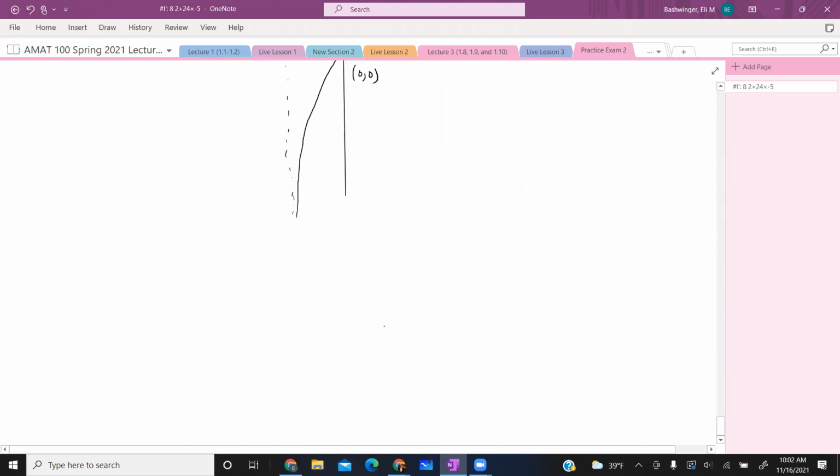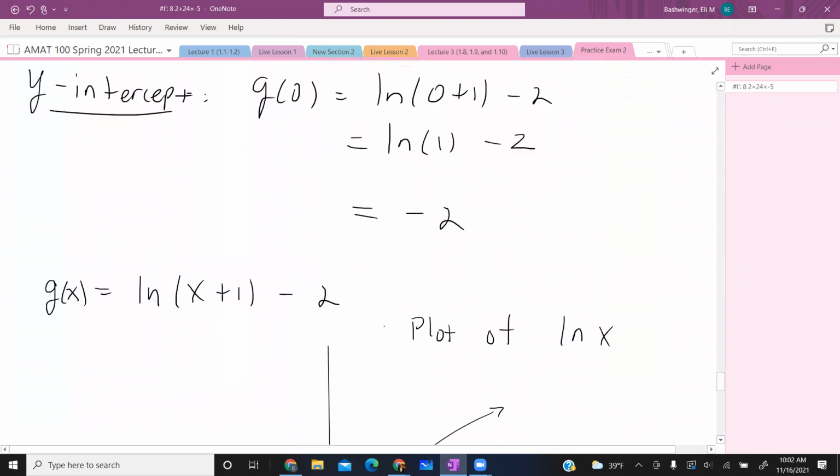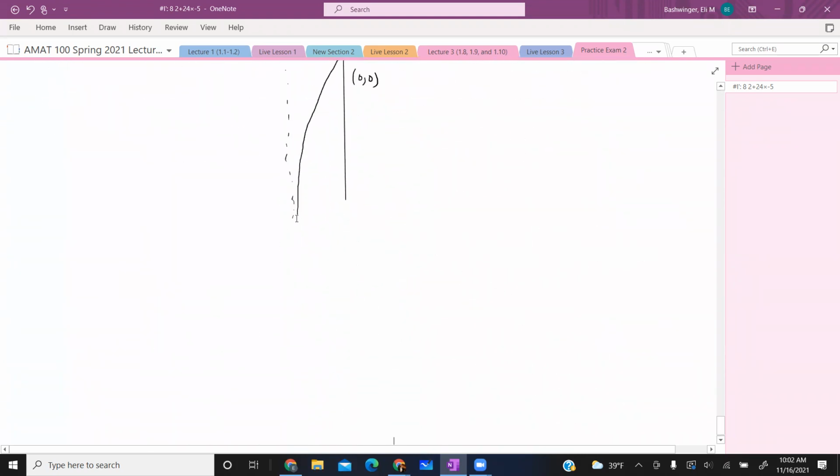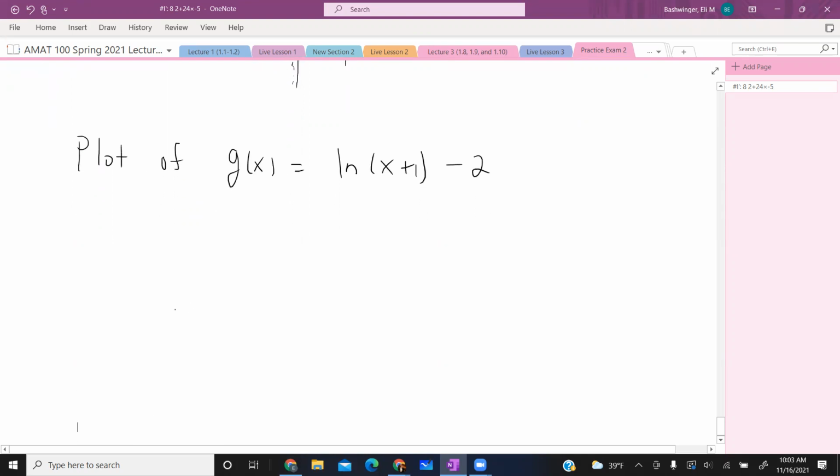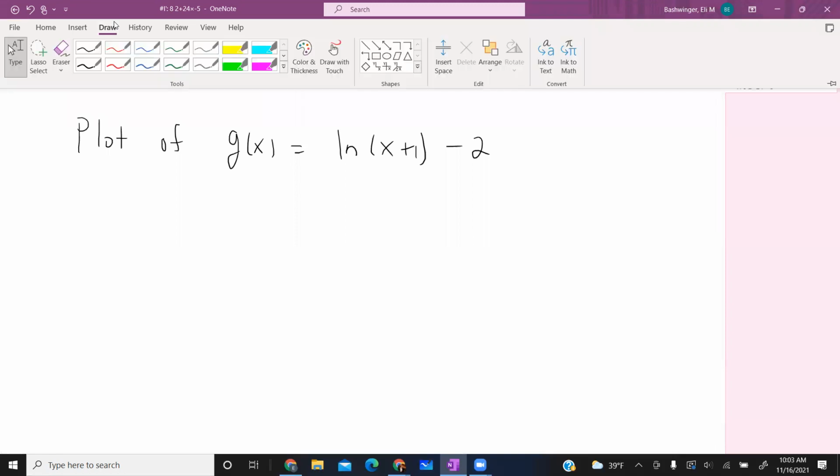And then finally, the last transformation is shift down 2 units. So now we can shift that graph down 2 units. So this will be a plot of the function itself, which is actually called g of x. So we have g of x is equal to ln of x plus 1 minus 2. So now we can do this last transformation, shifting down by 2 units.